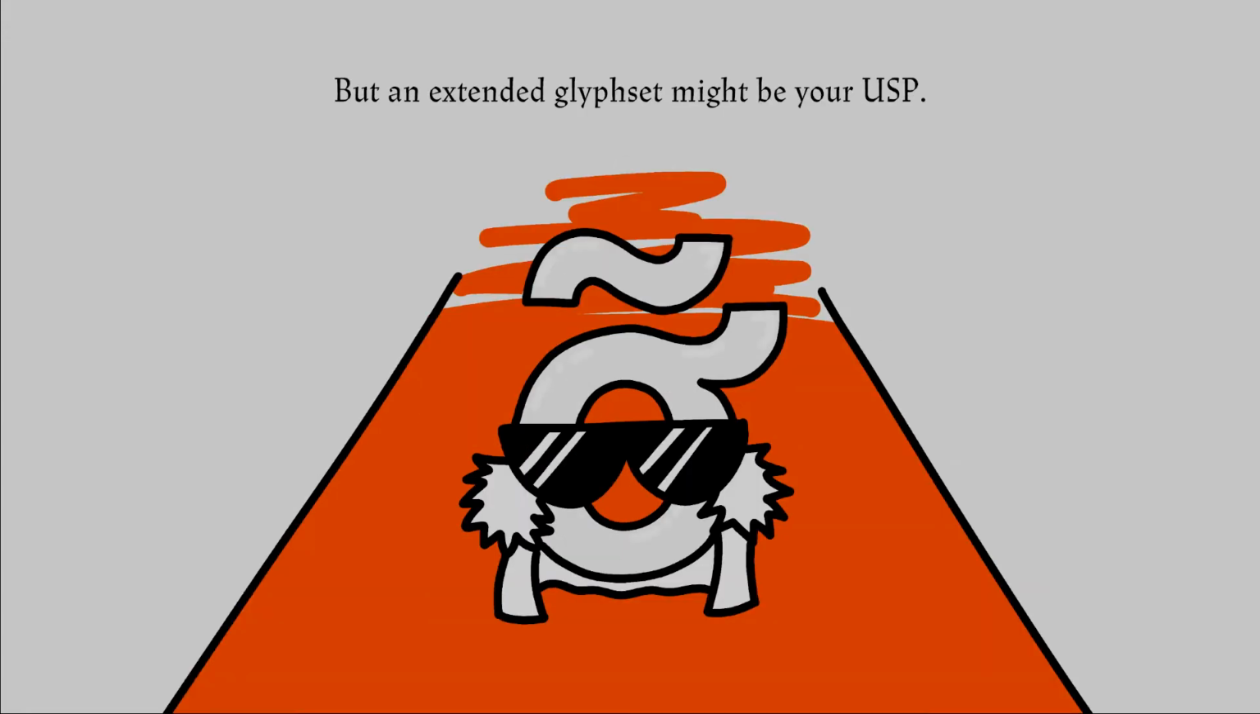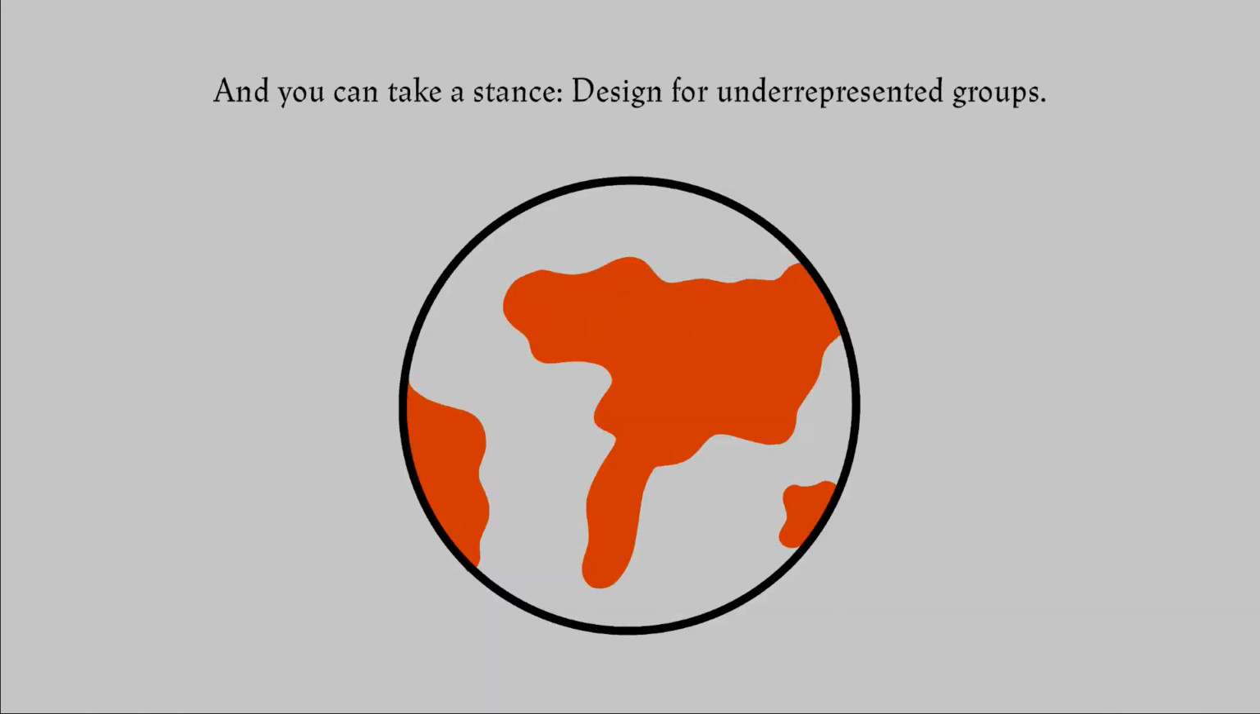But an extended glyph set might be your USP. Some foundries made it their specialty to design for languages that are rarely supported. And you can take a stance by designing for underrepresented groups, to, for instance, enable them to use their native script.